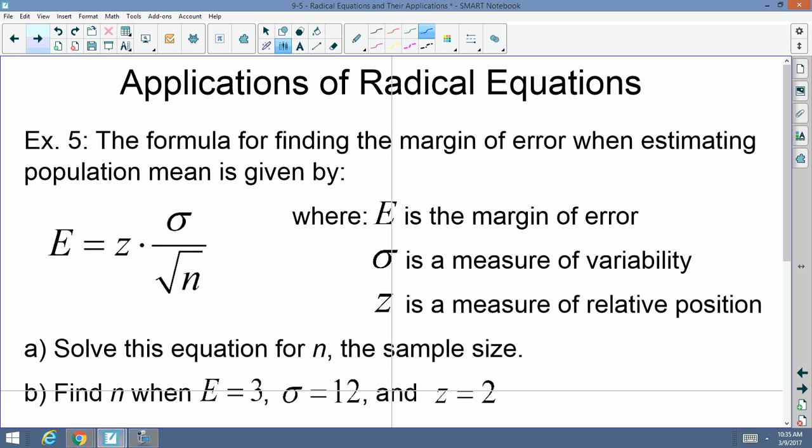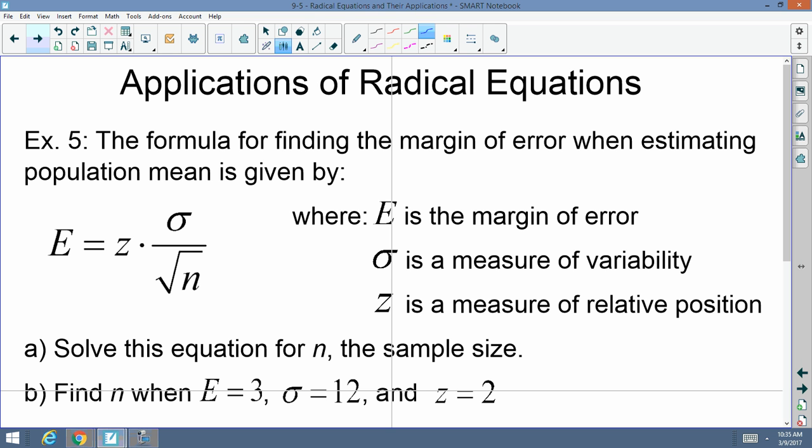I think that a lot of students look at numbers and letters and words and they go, oh, forget it, I can't do it, without even giving it its proper due. So let's take our time and let me show you that you can and will succeed at this if you give it some effort. The formula for finding the margin of error when estimating population mean is given by the following function. Population mean, guys, is an average of population.